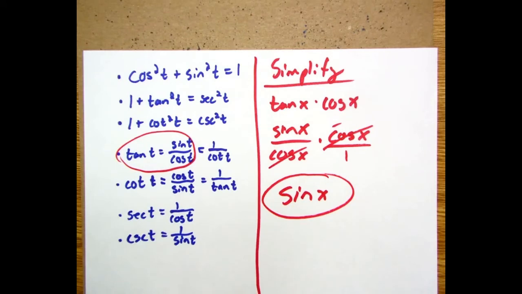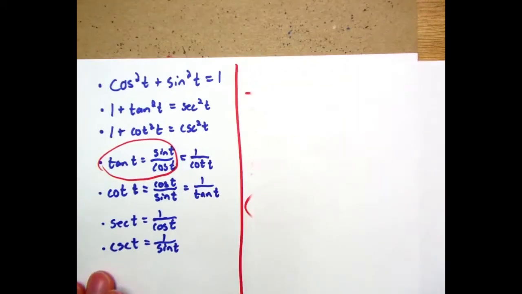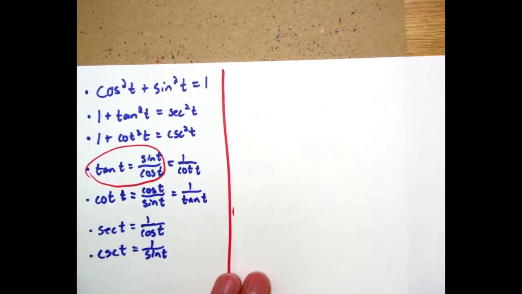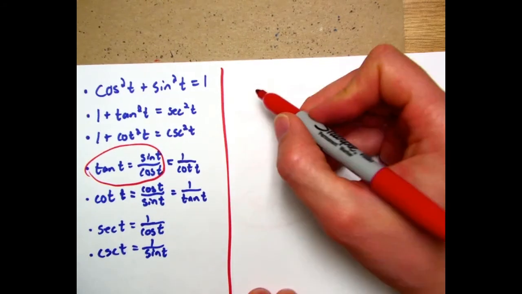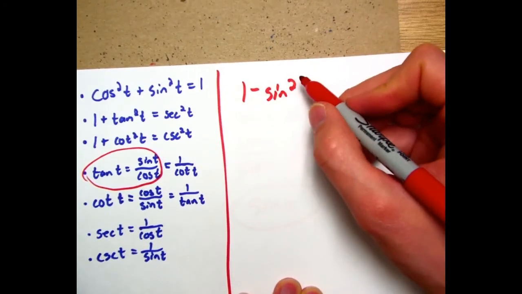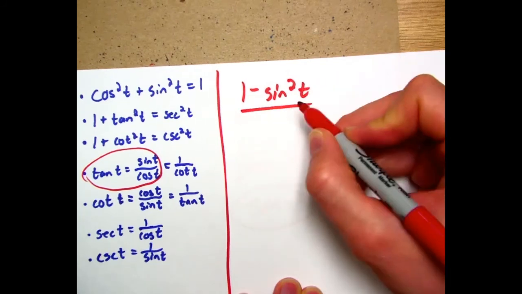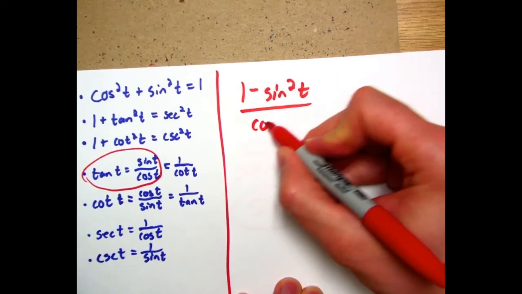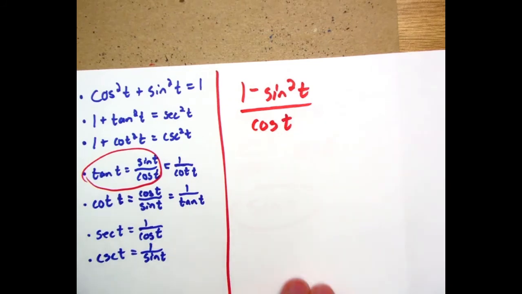Okay, well, what if it got a little bit more complicated than that? Because that was kind of simple. Let's take a look at another one. All right, so let's simplify 1 minus sine squared t over cosine of t. Okay, this one gets a little bit more interesting. Lots of things we could do here.